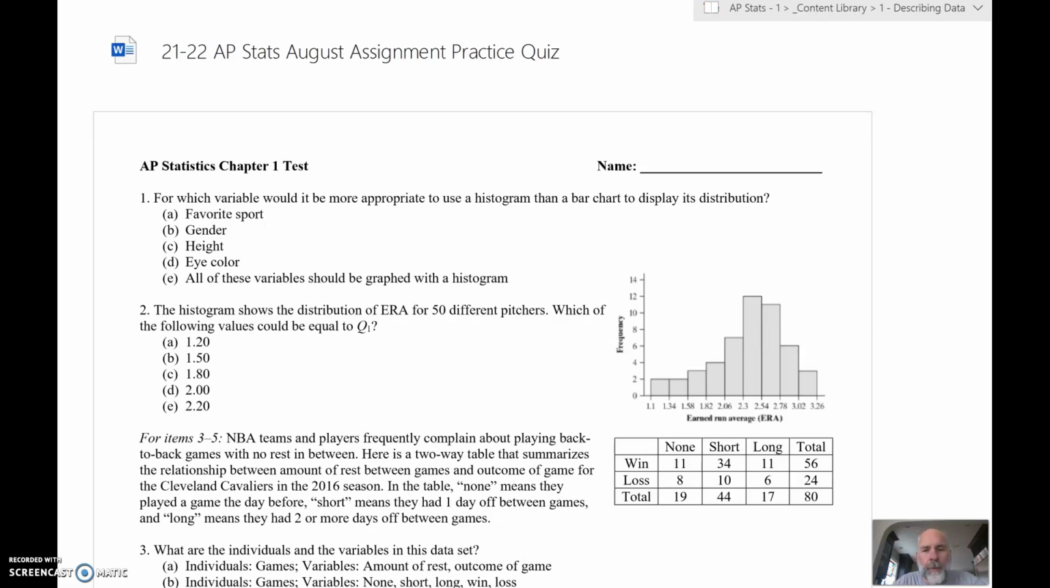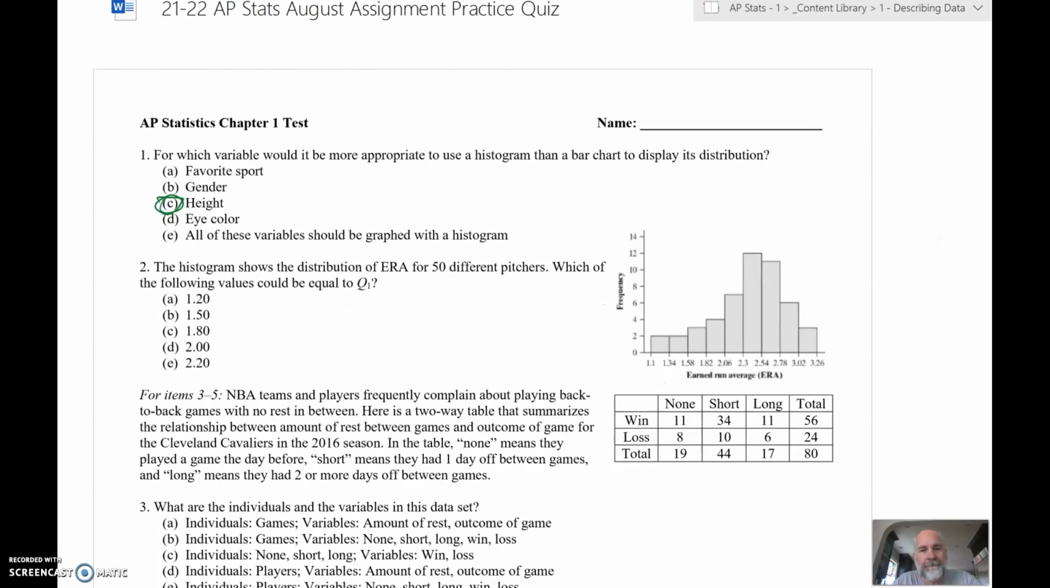So when would be appropriate to use a histogram rather than a bar chart? The big thing here is the difference between quantitative and categorical. A histogram is a quantitative thing with a bunch of bars, but a bar graph is for categorical data. So I have to look at the data. Favorite sport, categorical, bar graph. Gender, same. Height. Height is quantitative. That's the one that I would use a histogram for, not a bar graph. So that's just a question of knowing what's quantitative, what's categorical, and which displays we use for each one.